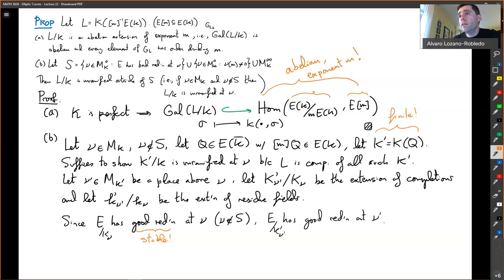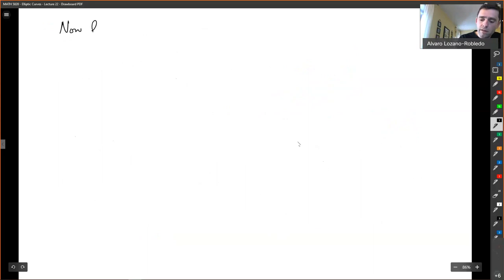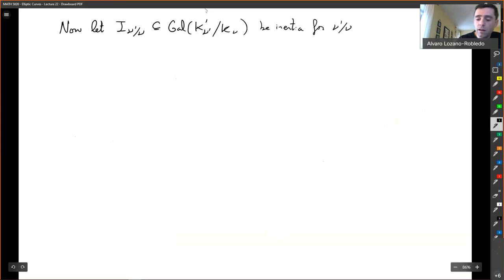in this case. So now let inertia in the extension. Okay, so this is the Galois group of K prime nu prime over K over nu. This is inertia for the extension of places, and let sigma be in inertia, and I'm hoping that sigma acts trivially on K prime. If it acts trivially, then K prime nu is actually inside the maximal unramified extension, and therefore it will be unramified at nu.